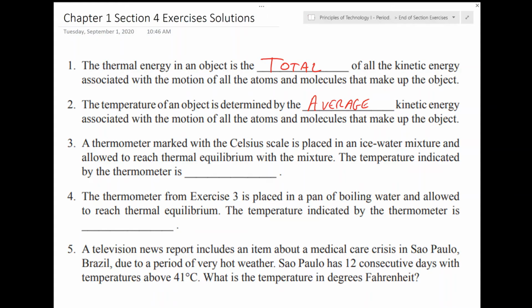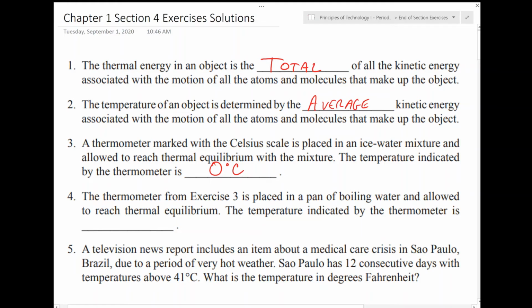Number 3. A thermometer marked with a Celsius scale is placed in an ice-water mixture and allowed to reach thermal equilibrium with the mixture. The temperature indicated by the thermometer is 0 degrees Celsius. Number 4. The thermometer from exercise 3 is placed in a pan of boiling water and allowed to reach thermal equilibrium. The temperature indicated by the thermometer is 100 degrees Celsius.